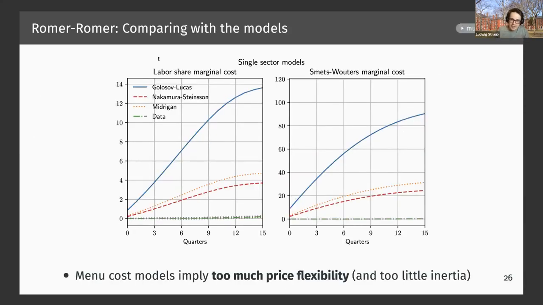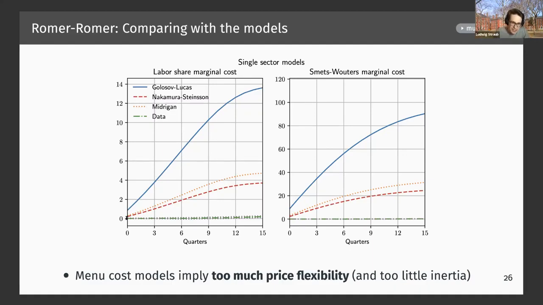And just focus on the left plot here. The right plot is an alternative approach that we do using a more structural model, the Smets-Wouters model. Here, on the left, we just feed in literally the labor share marginal cost response from the data. We feed that into the models and then compute the price level.